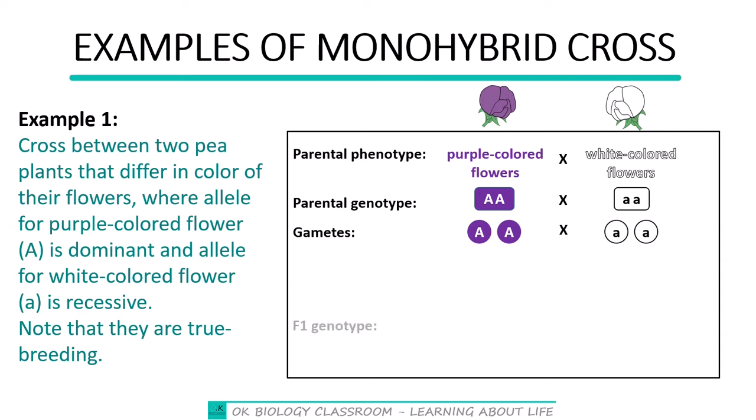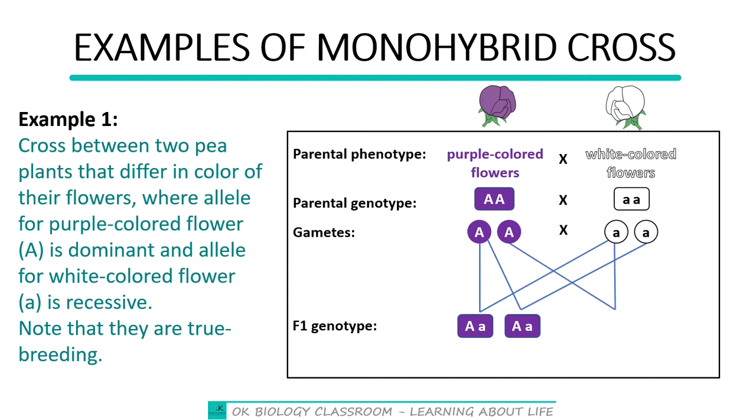So let us look at the possible combinations for the F1 genotype. Either the offspring would choose the first one from the first parent and the first one from the second parent, so first to first, and that is going to give us capital A, small a. Or first to second, and that is going to give us capital A, small a. Or second to first, and that is also going to give us capital A, small a. Or second to second, and that is going to give us capital A, small a as well.